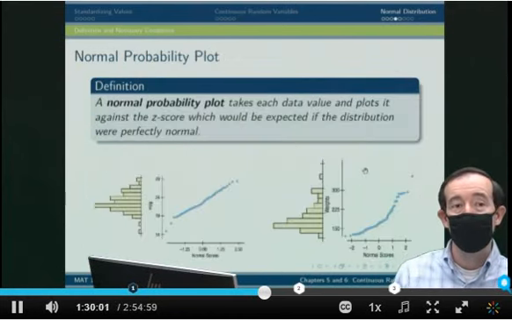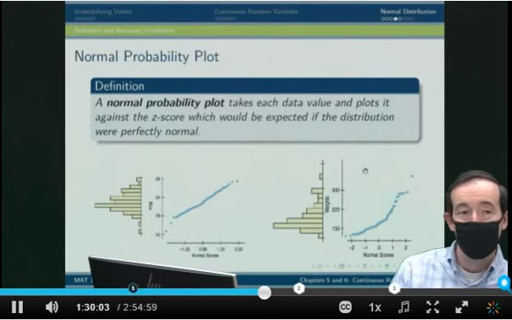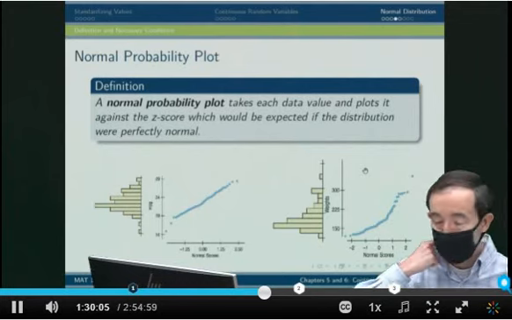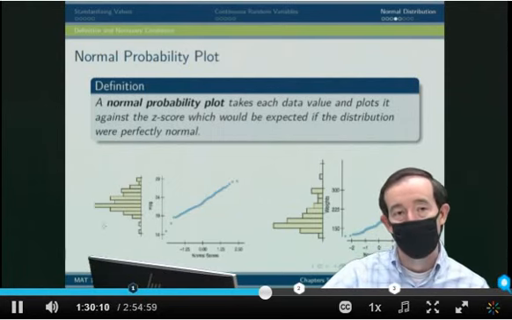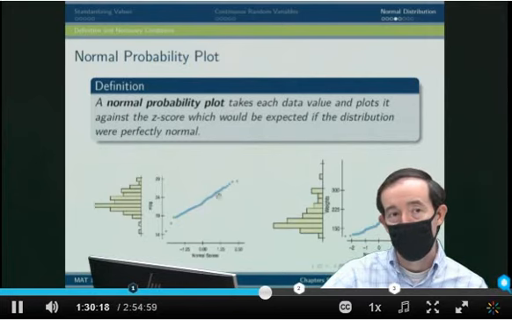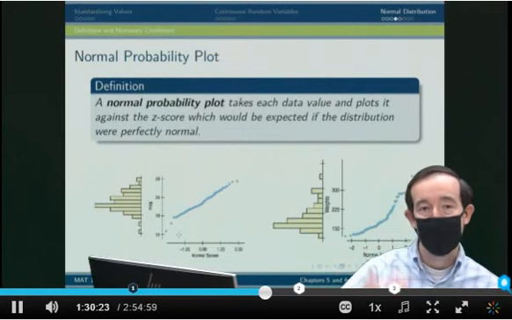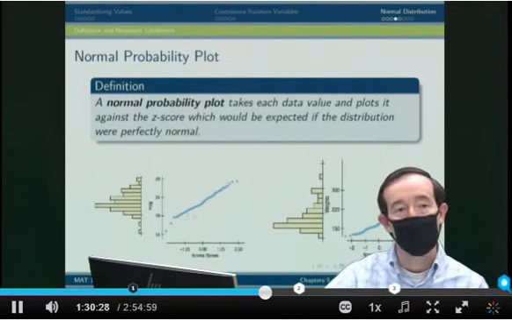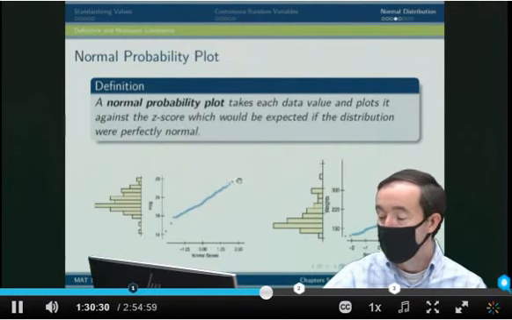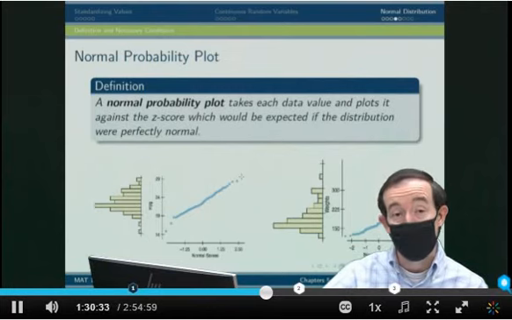So here's what a normal probability plot looks like. I have two different sets of data. If you look at the histograms that are drawn on the side, this histogram looks unimodal and roughly symmetric. So the histogram, I would say, passes the nearly normal condition. And the normal probability plot compares the z-score I would expect if it is a normal distribution with the z-score I observe for each value. And when I do that, if the distribution is normal, then that should create a straight line.